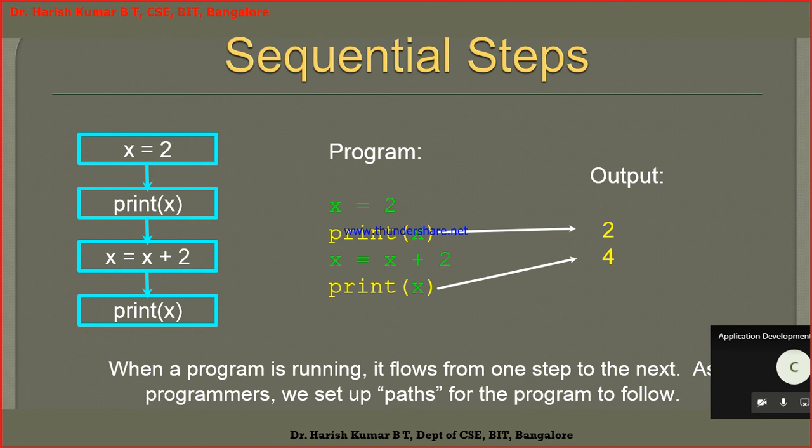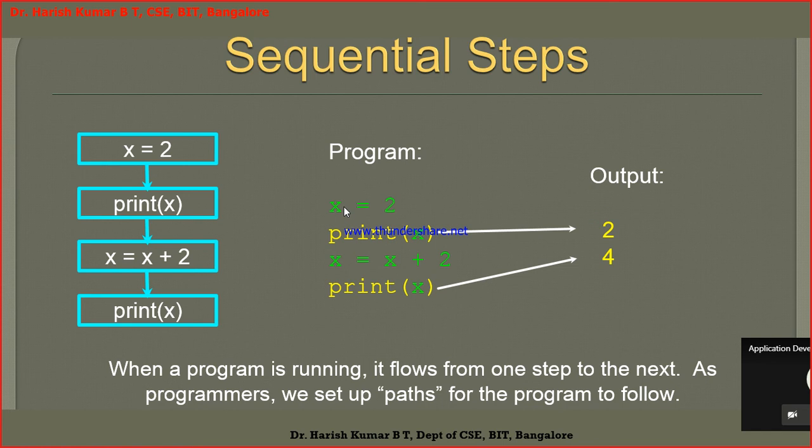Next is the sequential step. As an example, I have taken this. This is a program. See, this is the sequence. These are performed one after the other. It will always start with x is equal to 2 and then print x. Then x is incremented by 2, and then you are printing. When the program is running, it flows from one step to the next step. That is what the sequence is.